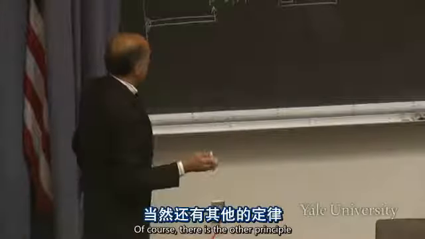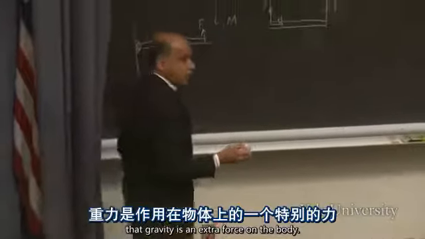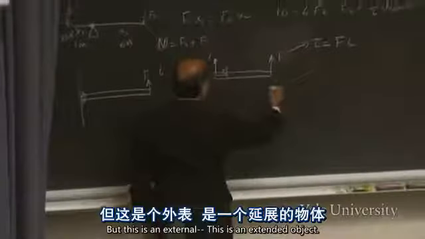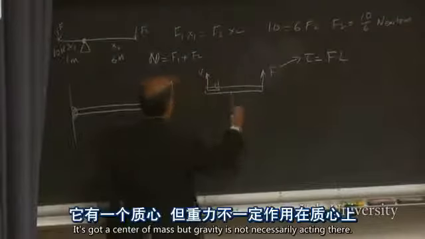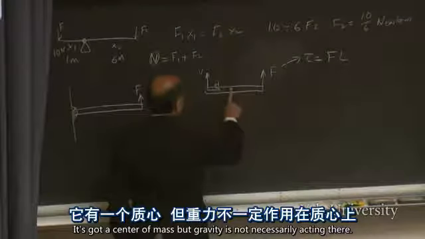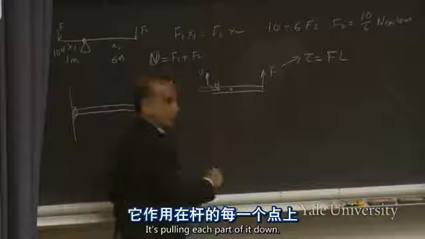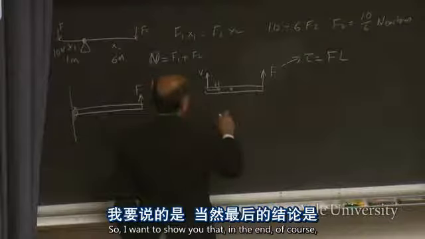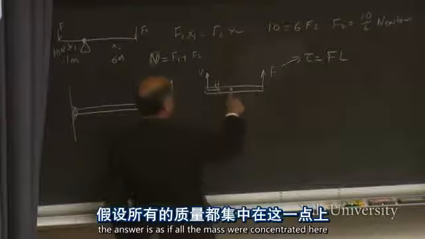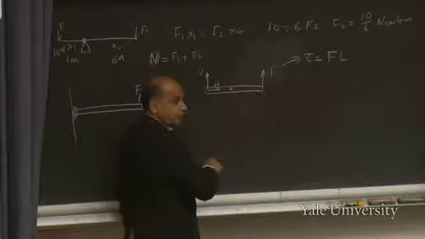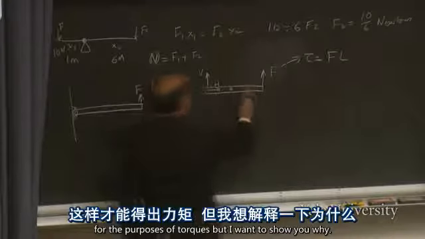Of course, there is the other principle that gravity is an extra force on the body, but this is an extended object. It's got a center of mass, but gravity is not necessarily acting there. It's pulling each part of it down. So I want to show you that in the end, of course, the answer is as if all the mass were concentrated here for the purposes of torques, but I want to show you why.